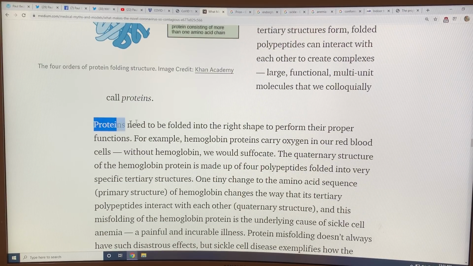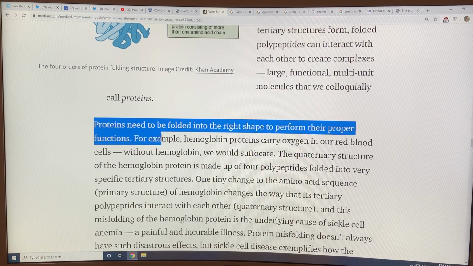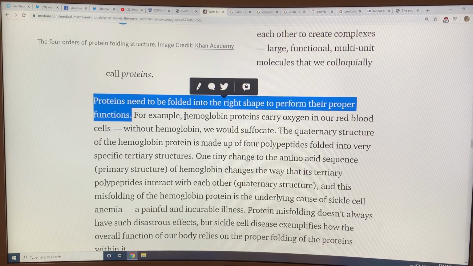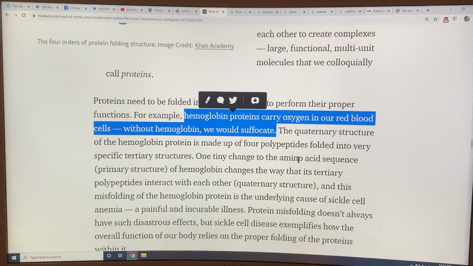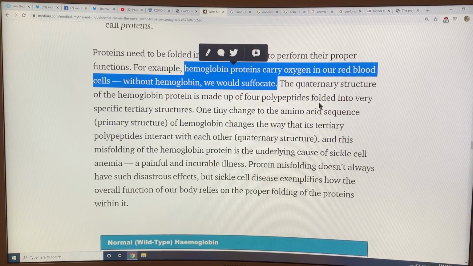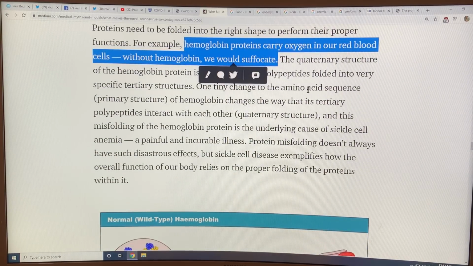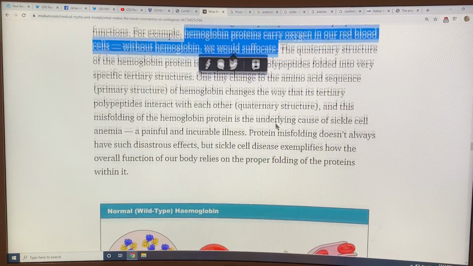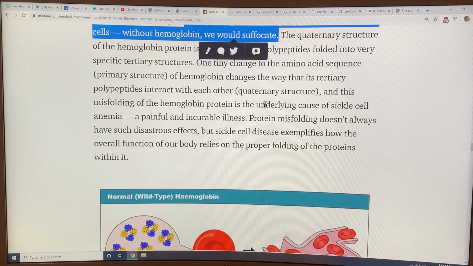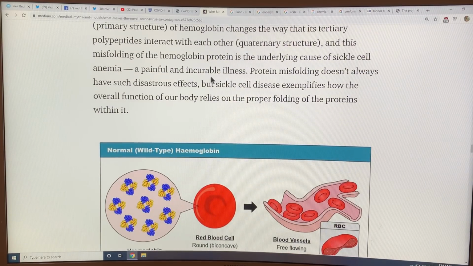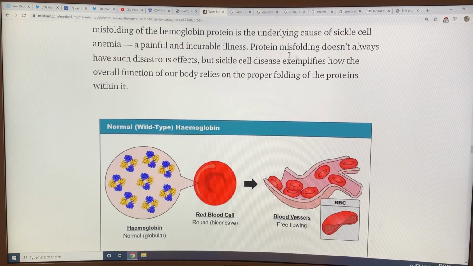They need to be folded into the right shape to do the proper thing. Hemoglobin, for example, carries oxygen in our red blood cells. Without hemoglobin, we would suffocate. So there are 4 polypeptides folded. One change in the amino acid sequence can change the structure, and if it's misfolded, folded the wrong way, then you get sickle cell anemia, a powerful, painful and incurable illness. So protein folding is key for the function of the protein.